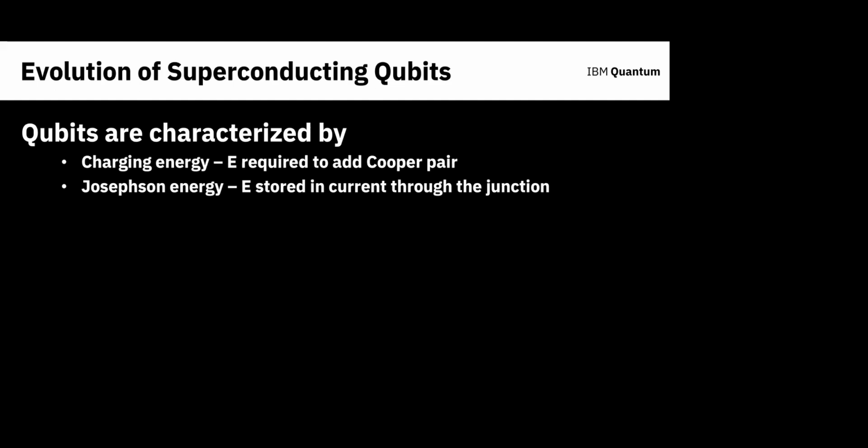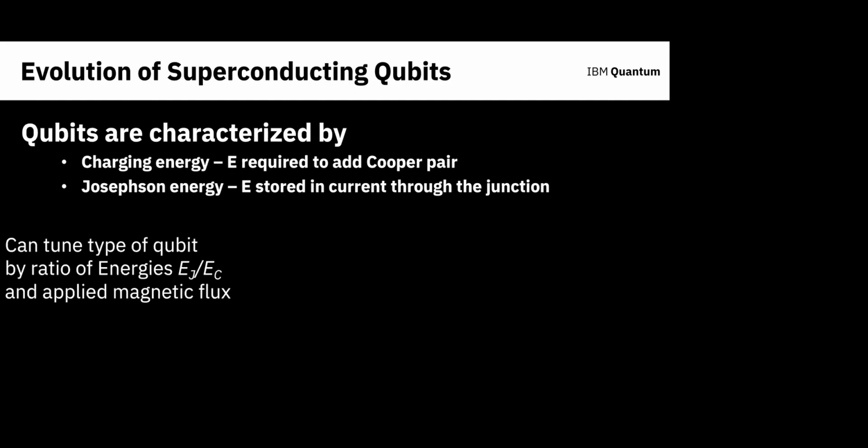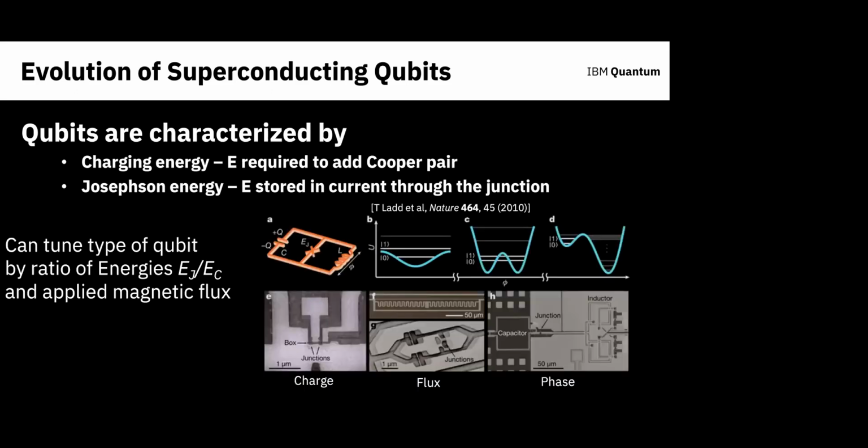And so there are two fundamental energy scales that we think about when we talk about superconducting qubits. That's the charging energy, the energy it takes to add a Cooper pair to a superconductor, given by the charge repulsion, and the Josephson energy, which is the energy stored in the current that goes through the junction, so kind of like an inductive energy. You can tune the type of qubit by looking at these ratios, and you can also apply magnetic flux to realize different kinds of qubits.